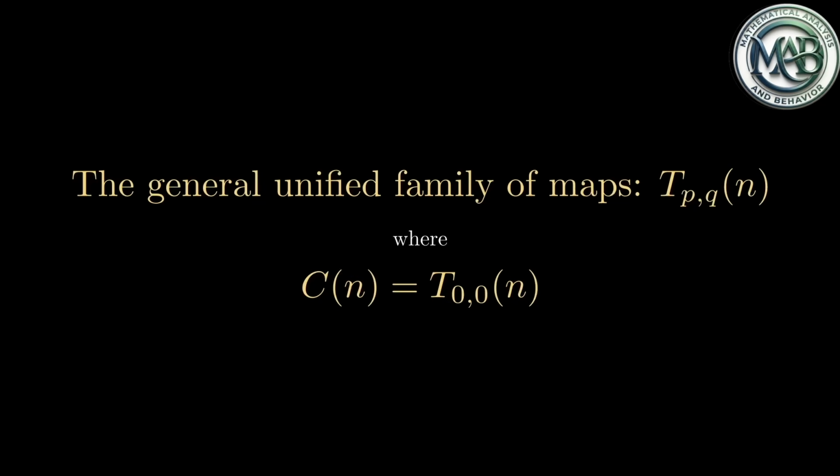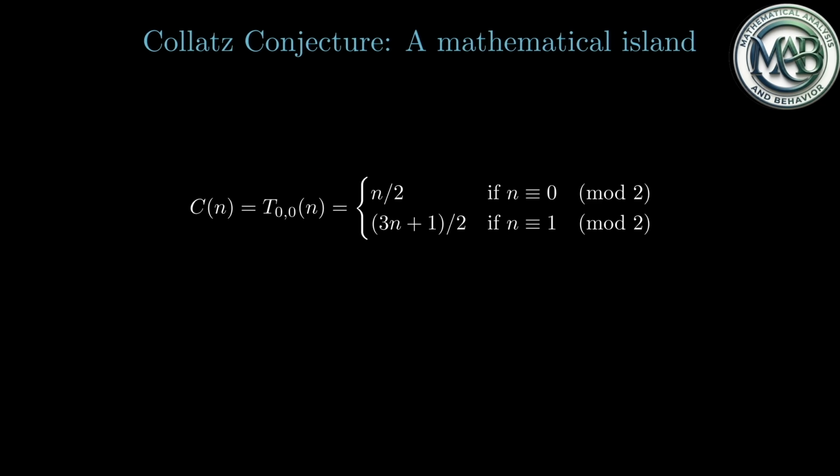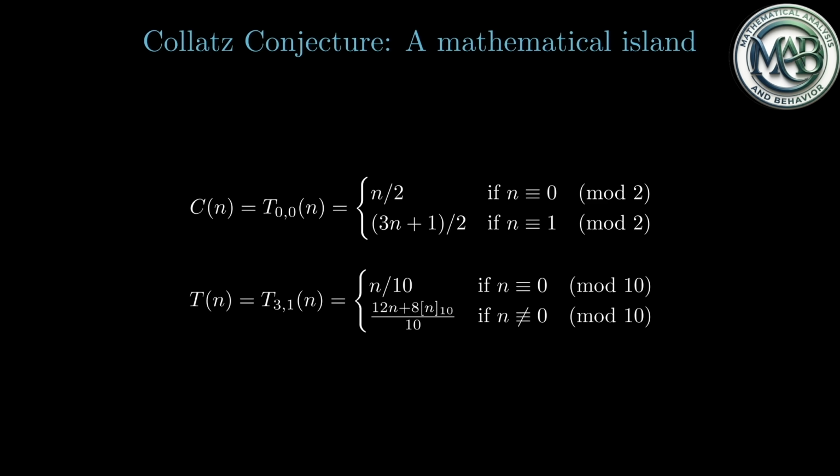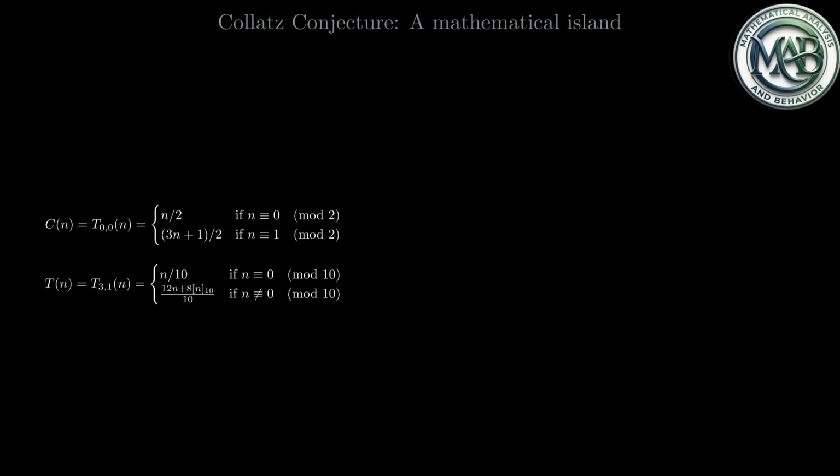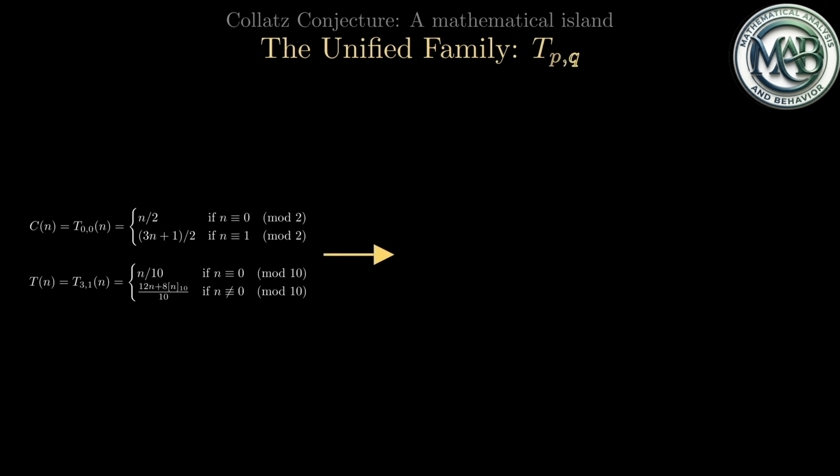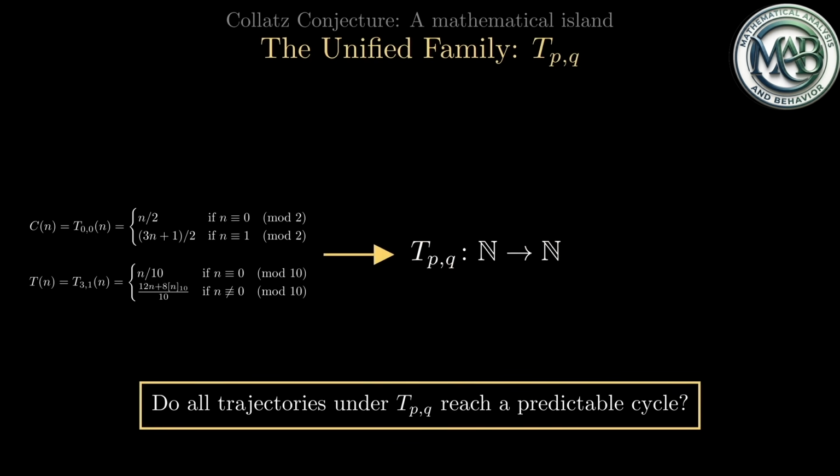To see how this works, let's look at a compelling example. When we set P to 3 and Q to 1, we move beyond the binary case. While the classical Collatz process operates modulo 2, this new system, with parameters 10, 12, and 8, unfolds as a process modulo 10.